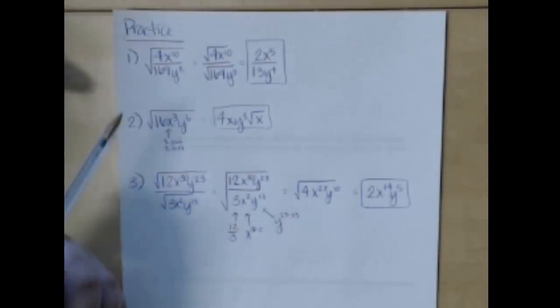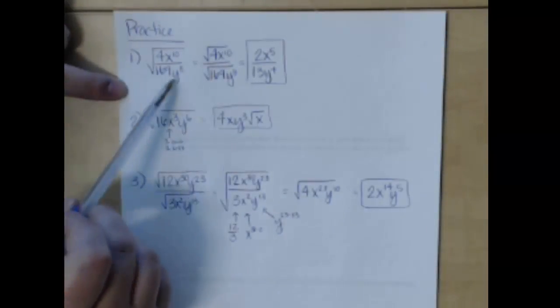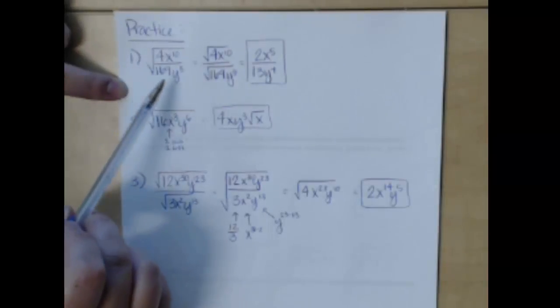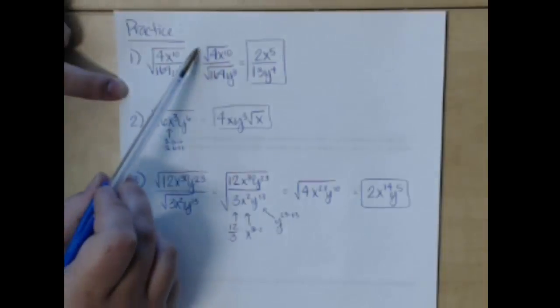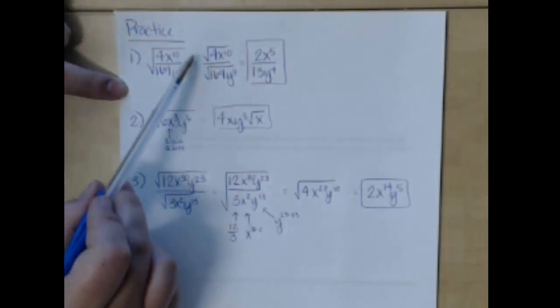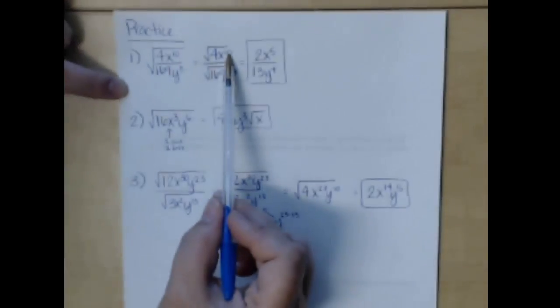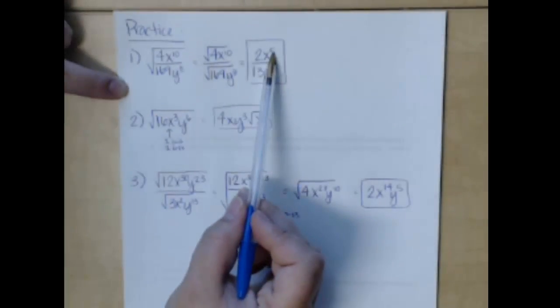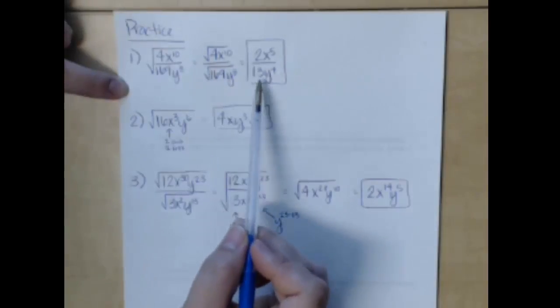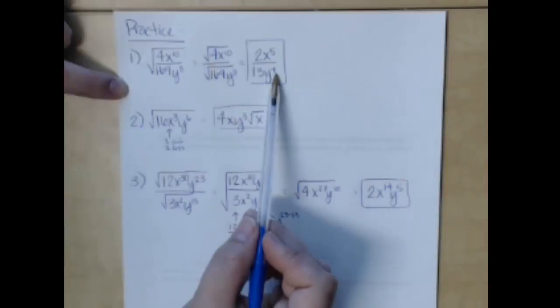On the first one, notice it's written as one big square root, but there's nothing to combine or simplify under this square root. So I'm going to break this one up into 2 separate radicals on top and bottom, and then simplify them individually. So square root of 4x to the 10th becomes 2x to the 5th. On bottom, square root of 169 y to the 8th becomes 13 y to the 4th.